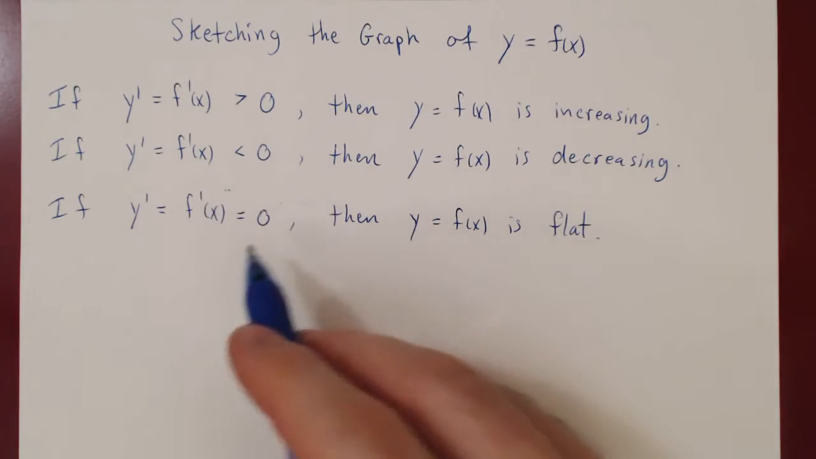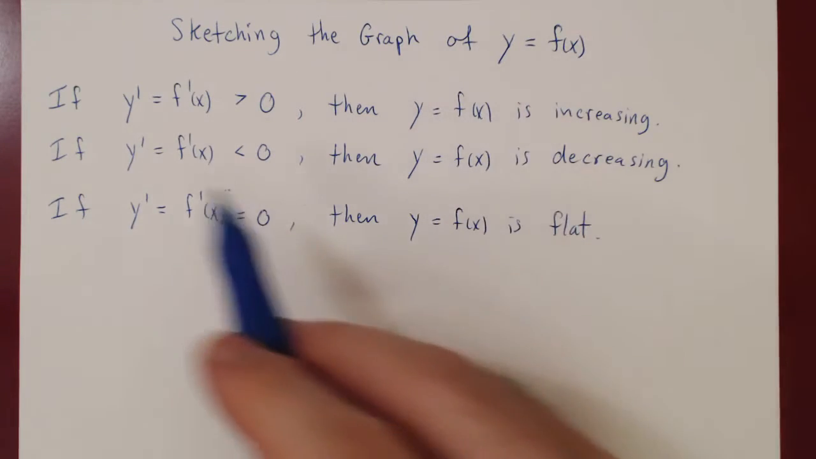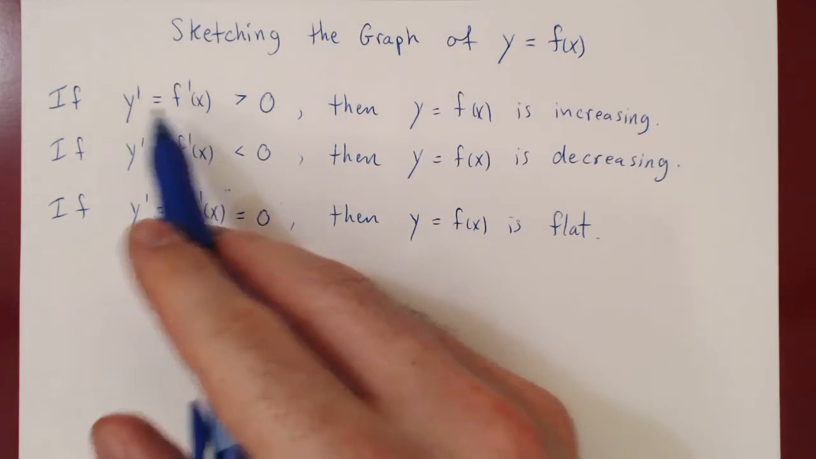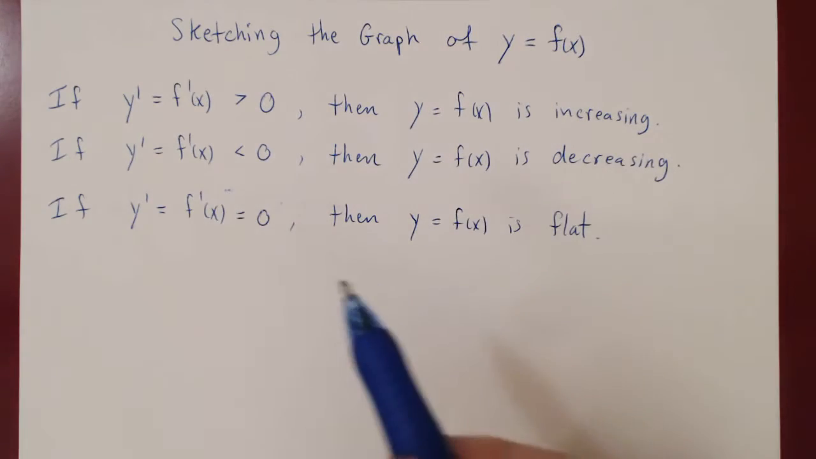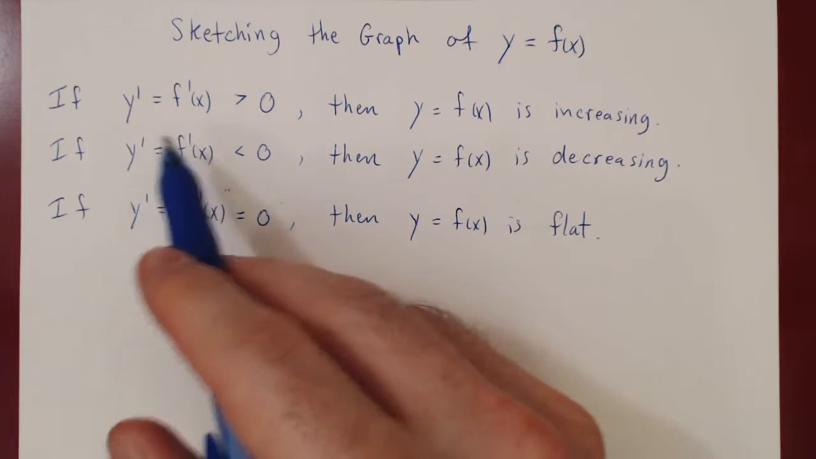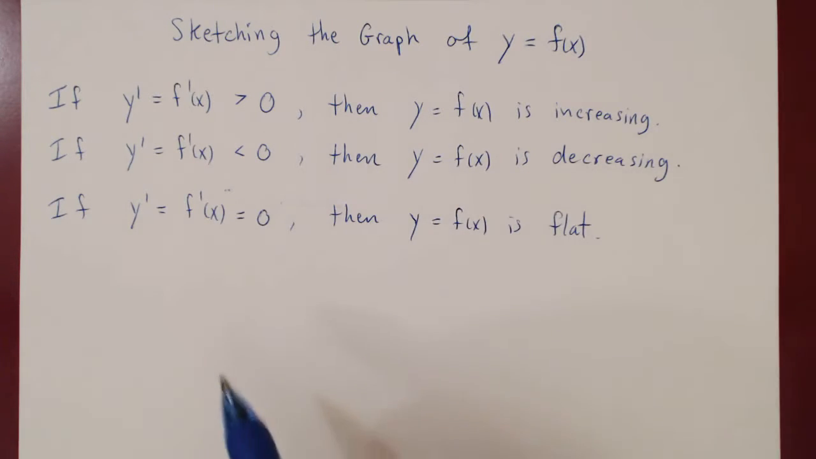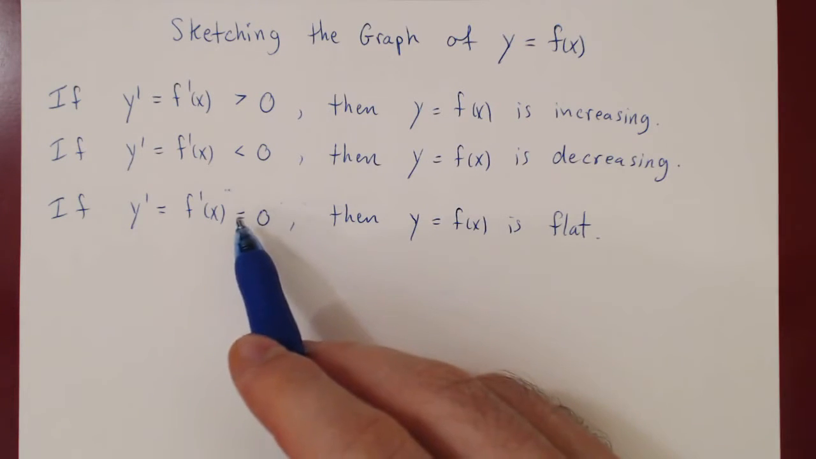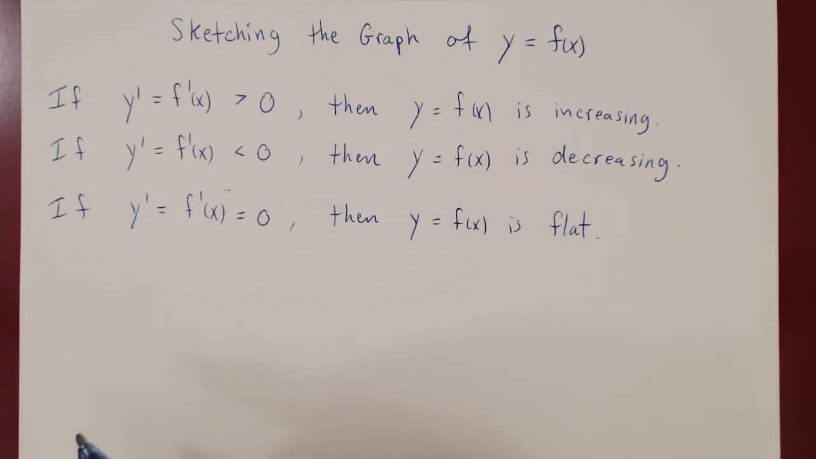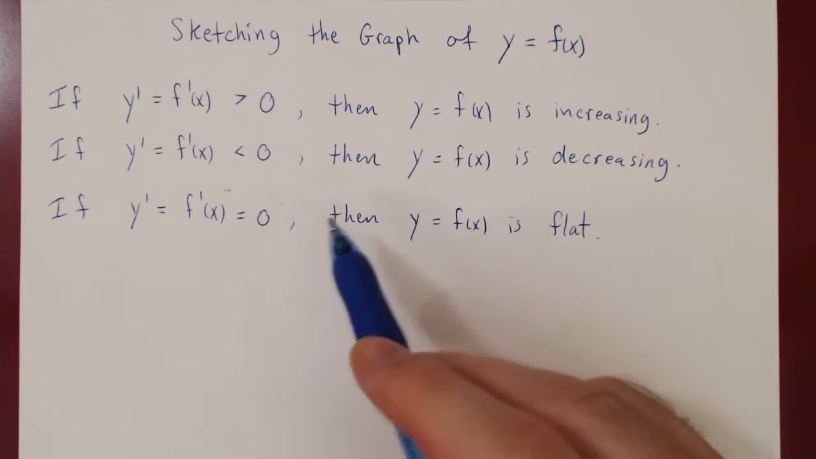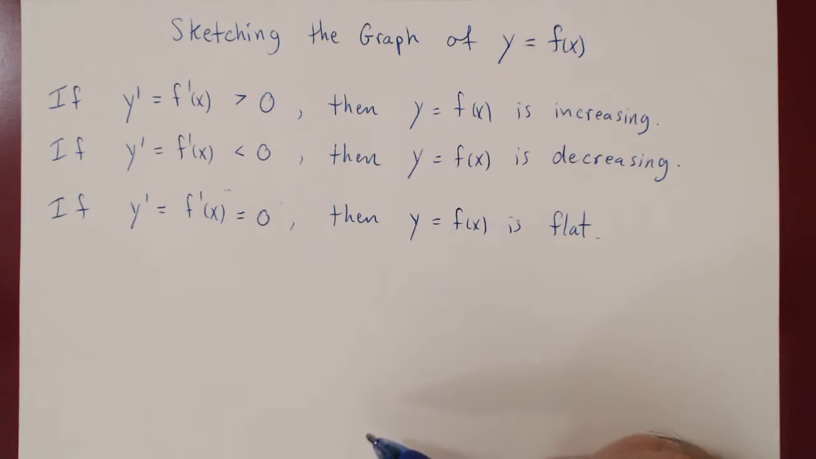And that's what the first derivative tells you. The derivative of y equals f of x is the rate of change. If the derivative is positive, the graph of y equals f of x is increasing. If the rate of change, the derivative, is negative, the graph of y equals f of x is decreasing. And if the derivative of y equals f of x is 0, the rate of change is 0, therefore the function is not changing, and so the graph of y equals f of x is actually flat.